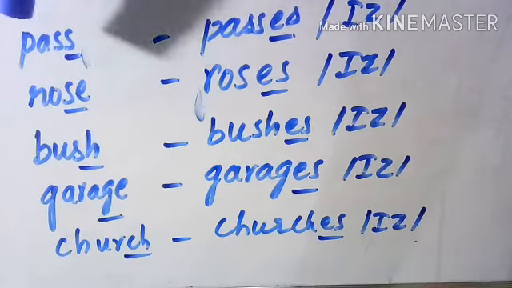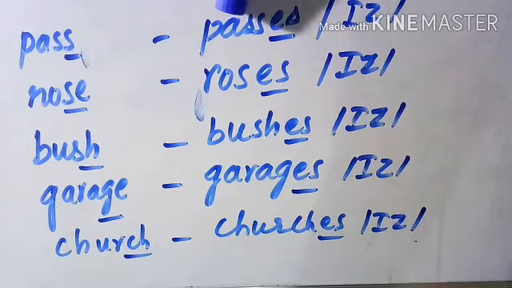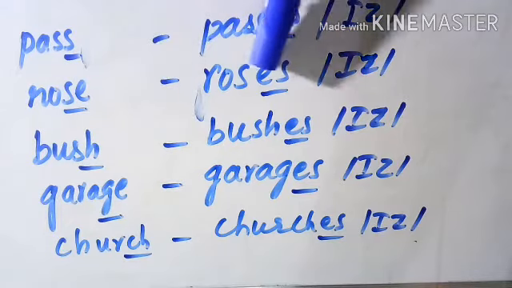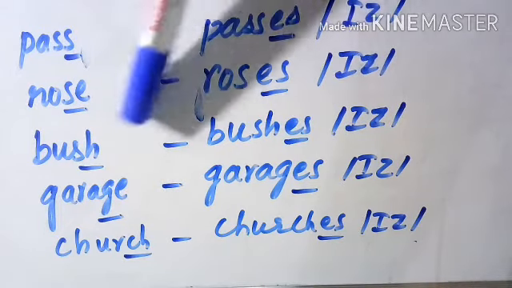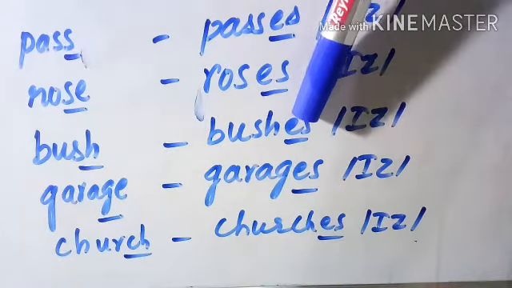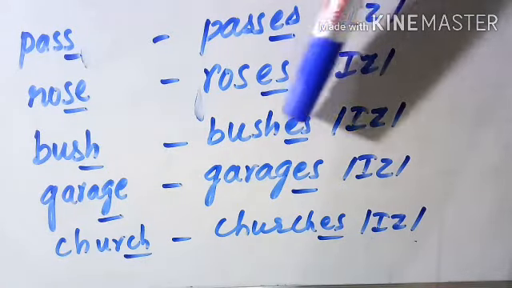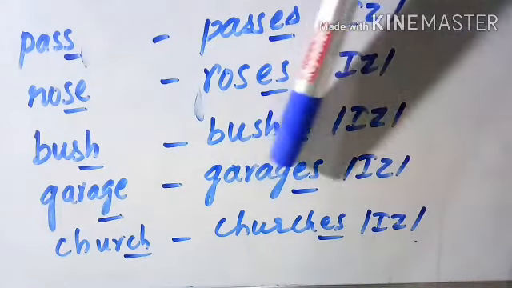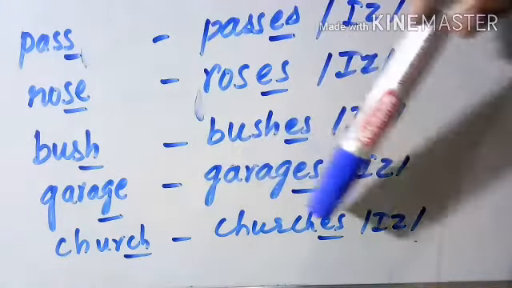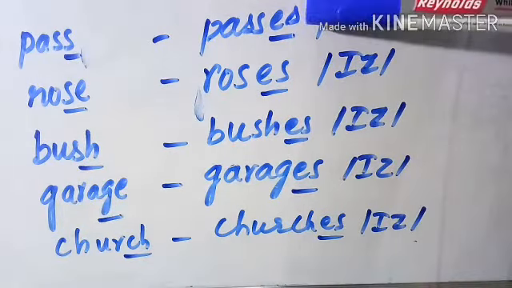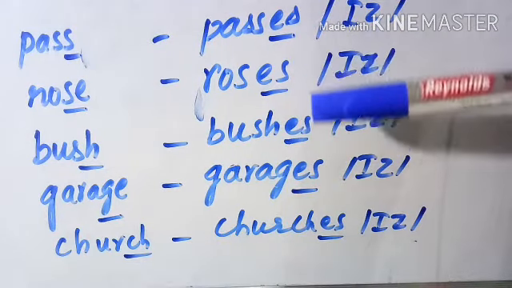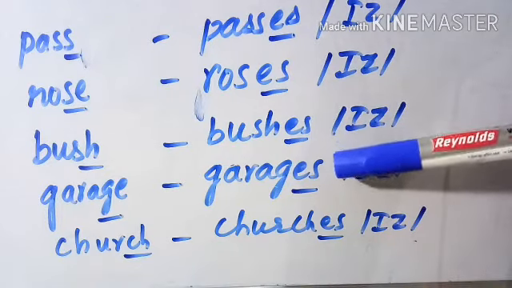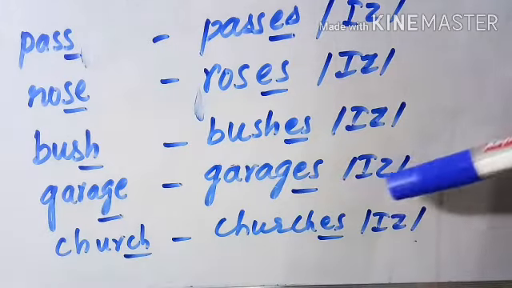Pass, passes. Rose, s sound at the end, roses, iz. Bush, bushes. The plural es becomes iz. Garage, garages. Church, churches. This is not passes with an s, not roses with a z, not bushes, not garages, not churches, but with iz.